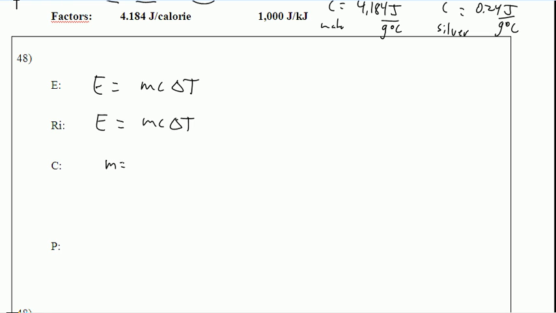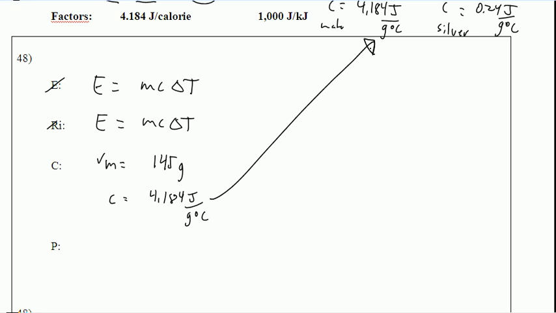M. They gave us M, and M was 145 grams. Do we need to crisscross this? We do not, because mass is supposed to be in grams, so we are fine there. C, specific heat of water, 4.184 joules per gram degree Celsius. We do not need to do anything with that as well. 4.184 joules per gram degree Celsius is the correct unit for specific heat.